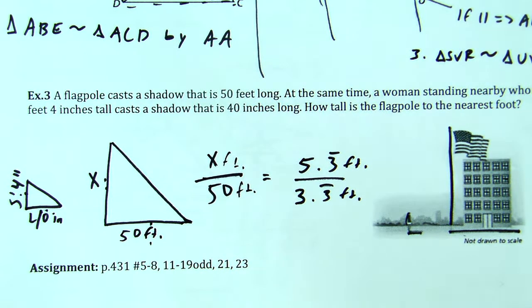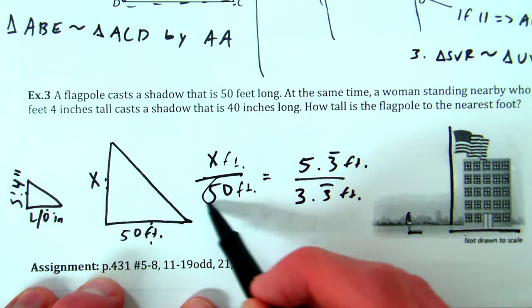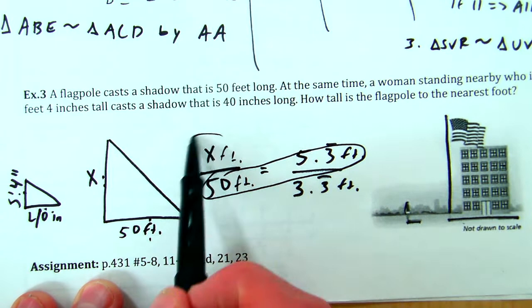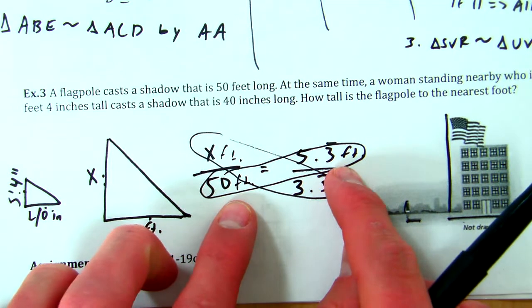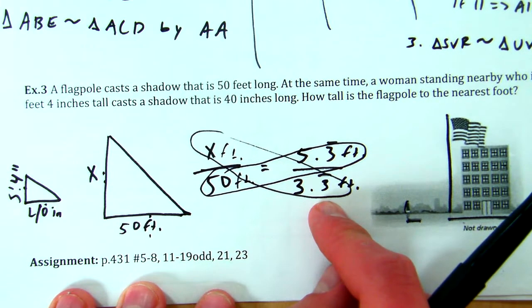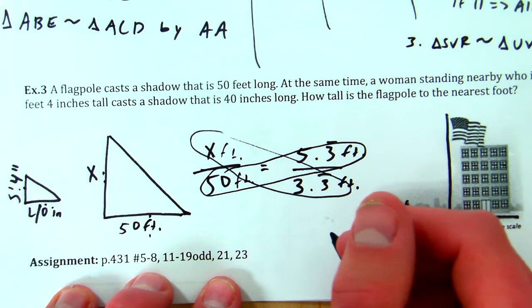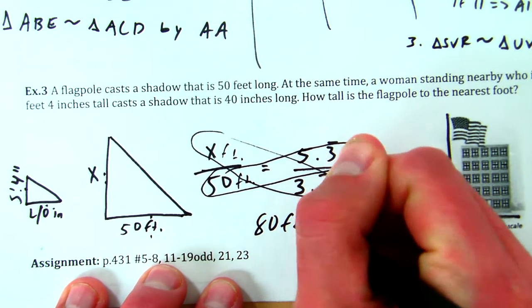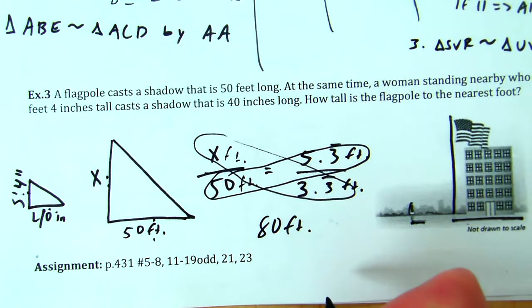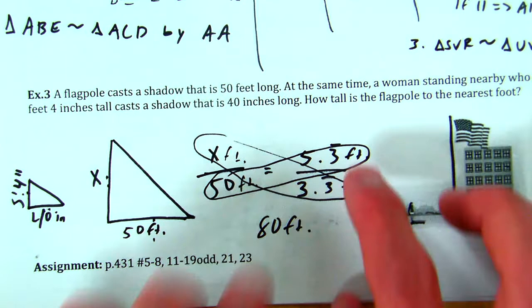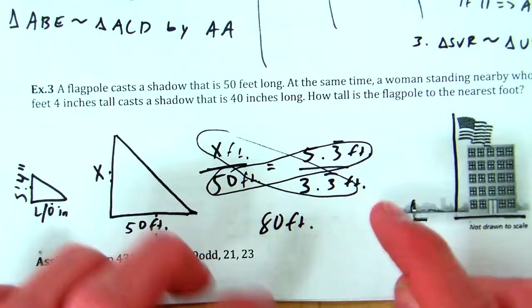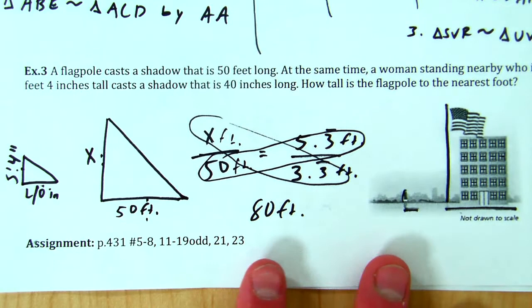So now when you cross multiply, remember, cross multiply: this times this equals this times this. So what you'll end up doing is 50 times 5.3 repeating, divided by 3.3 repeating, and you should ultimately get that the flagpole is 80 feet. So just a reminder about proportions and a good application of how to do that. 50 times 5.3 repeating divided by 3.3 repeating gets you 80 feet. So the flagpole is 80 feet tall.